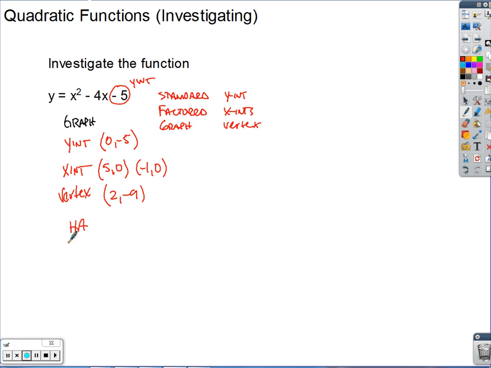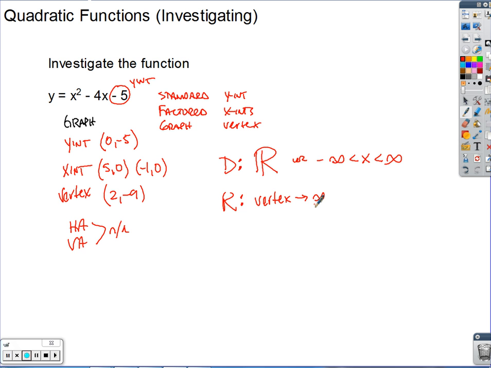There is no HA, there is no VA. Not applicable to parabolas. Okay, the domain, every time for a parabola, the domain will always be all real numbers, or you could write that as an inequality if that's what you prefer. The range of this parabola is always going to be the vertex to infinity, or it could be negative infinity to the vertex. So for this parabola, it's going to be negative 9 equal to y to infinity, or you could say all real numbers greater than or equal to negative 9. All right, it is a function.